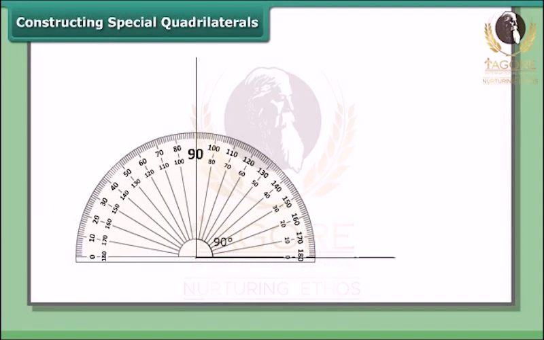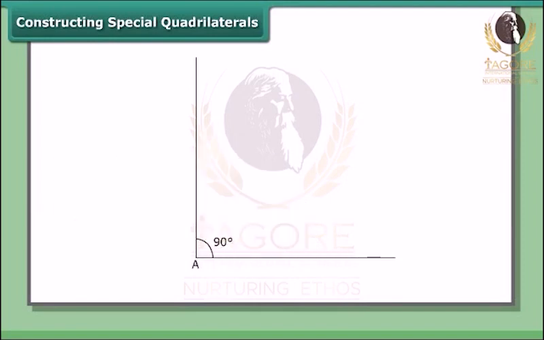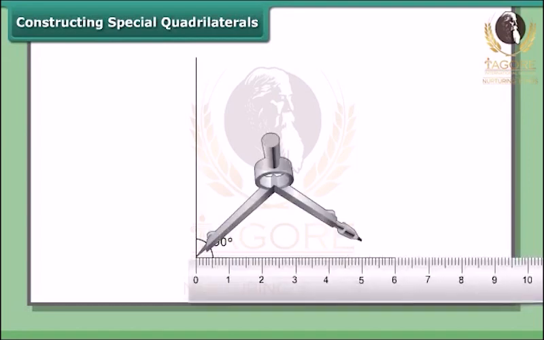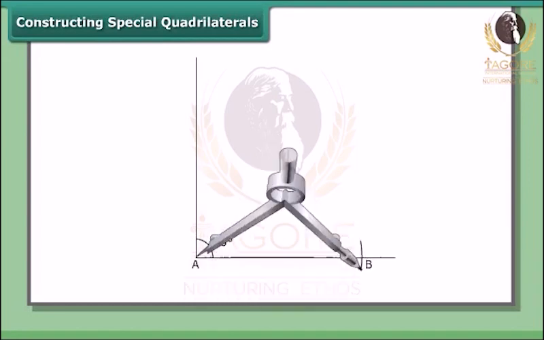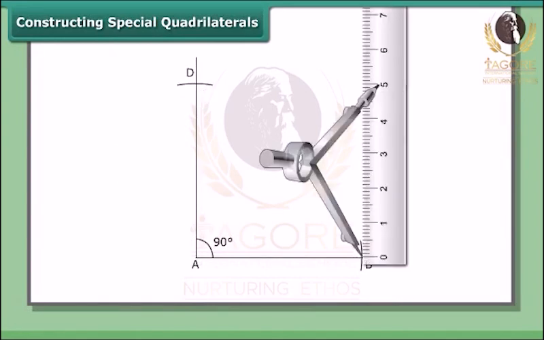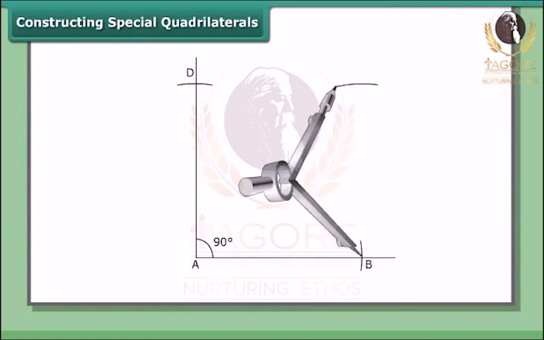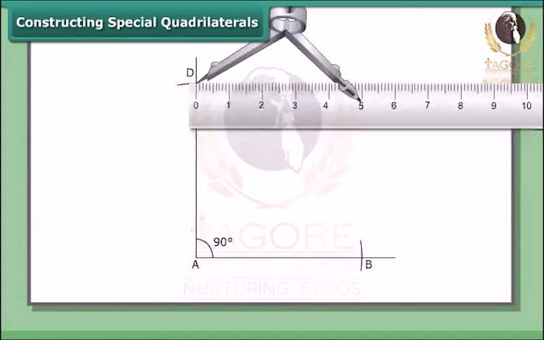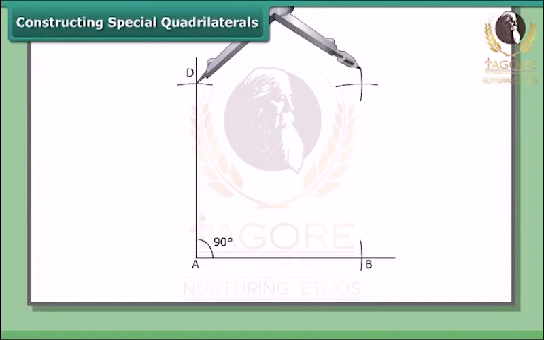Steps. Draw a right angle with a protractor or compass and ruler at a point A. Set the compass to 5 cm and cut off sides AB and AD of the square along the arms of the right angle. With B as center and with the same radius, draw an arc. With D as center and with the same radius, draw an arc to cut the arc drawn.